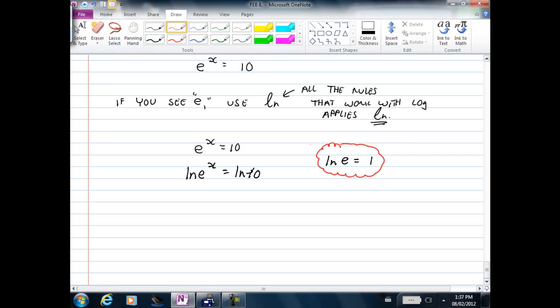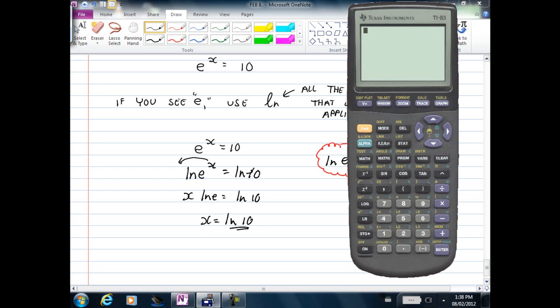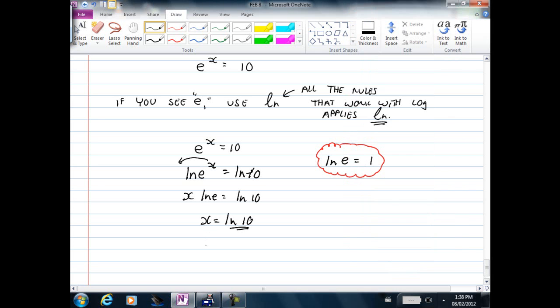We Ln it. So we're going to bring the x to the front. So this becomes x Ln e equals Ln 10. Ln e we know is just 1, so x equals Ln of 10. Punch in your calculator right now. Ln of 10. Where's the natural log? Ln is right here. Ln. Hit 10. Anytime you see an e, you got to use Ln. So your answer is 2.3. You're going to need that rule.